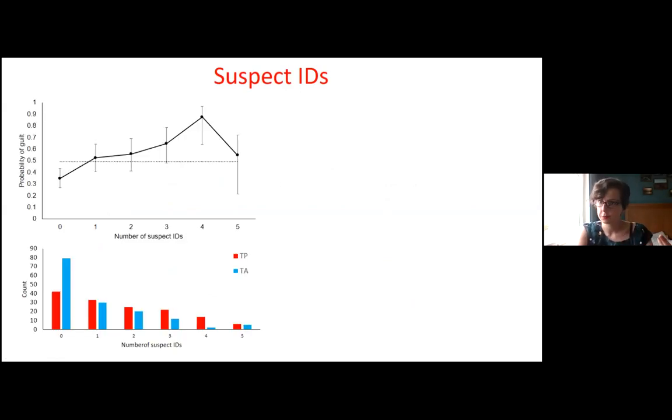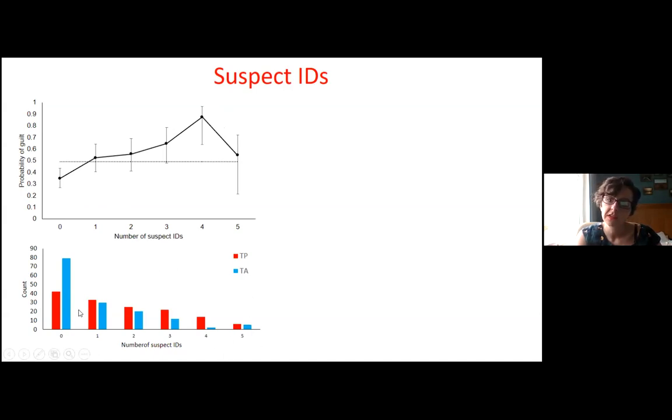Okay, so let's start with suspect IDs. So that's what our curve looked like. You can see that as you increase from 0 up to about 4 suspect IDs, you get this quite nice increase in the probability that the suspect is guilty. So if the witness never picks the suspect, then he's probably innocent. If they pick them very frequently, it's probably guilty. But then there was this kind of weird drop.